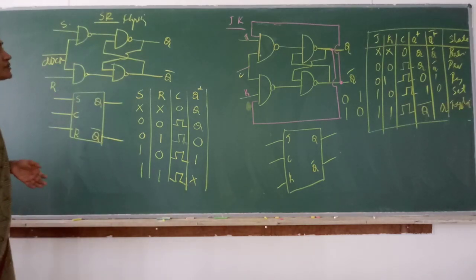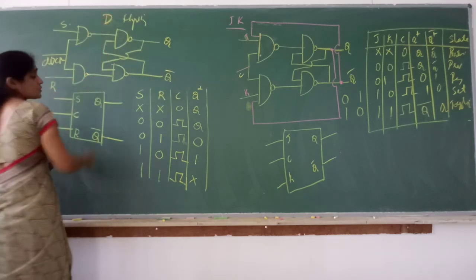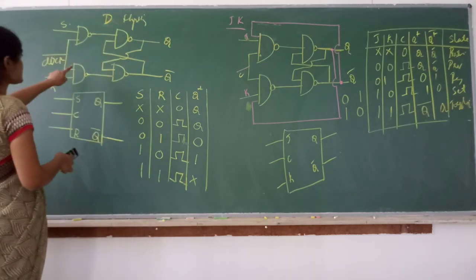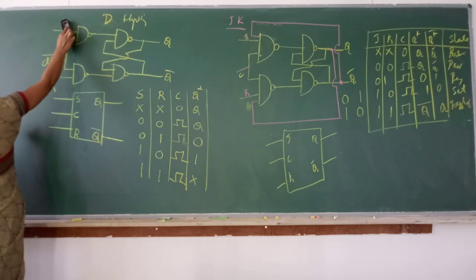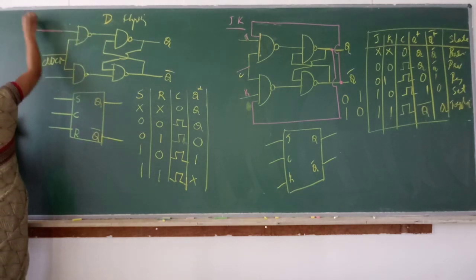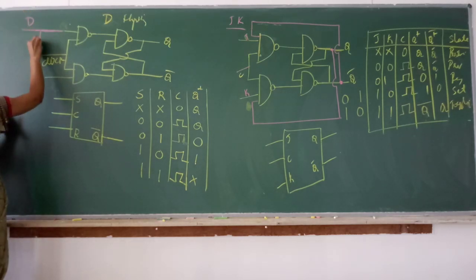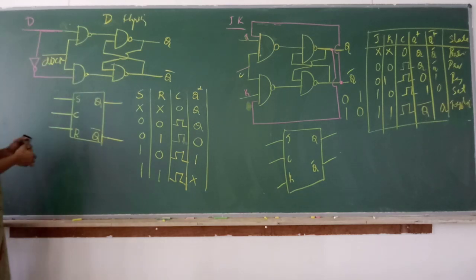So SR flip-flop, JK flip-flop, next we have D flip-flop. Again you write the same SR flip-flop circuit diagram. What modifications you have to do with this is, you have only one input, that is D. So what you have to do is short S and R through a NOT gate. This is S and this is R. Short these through a NOT gate. Now this will work as your D flip-flop.